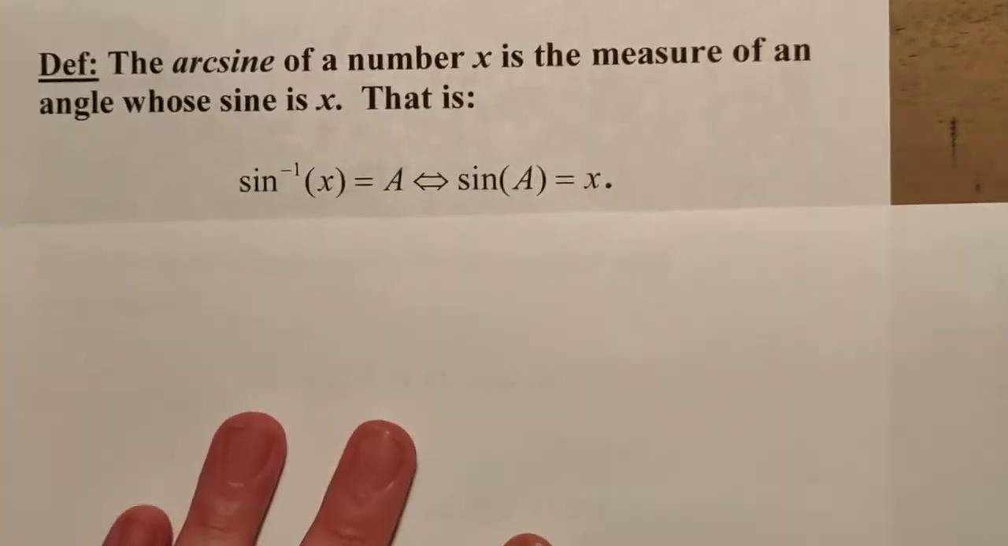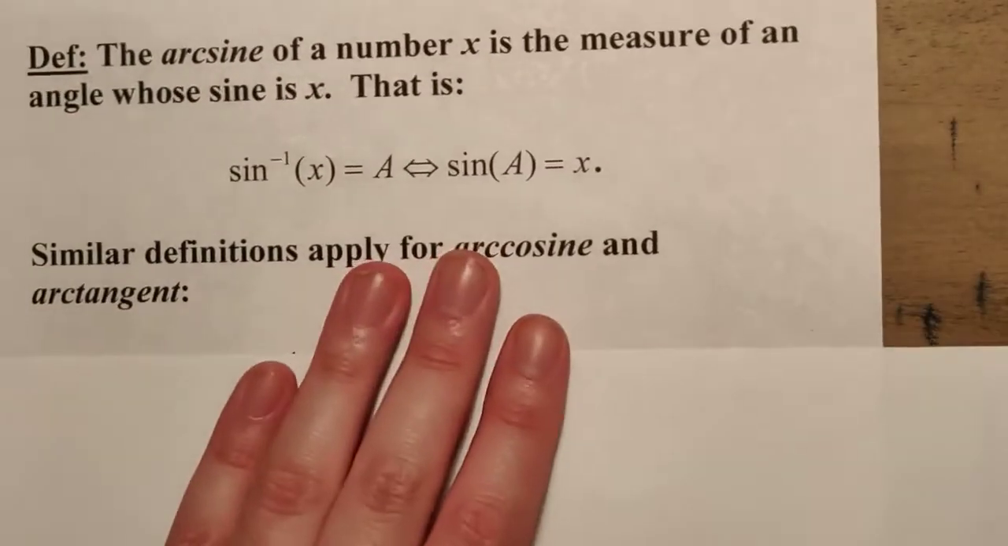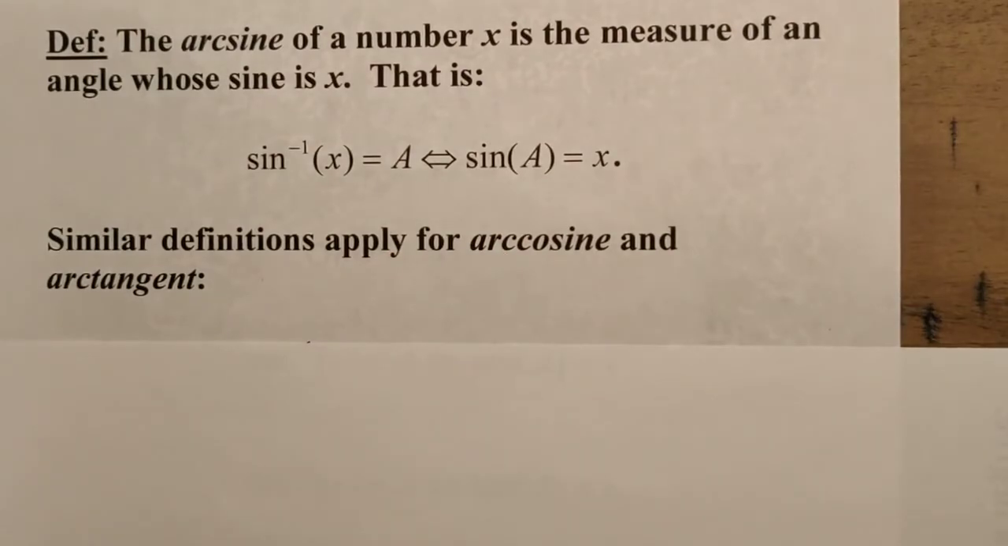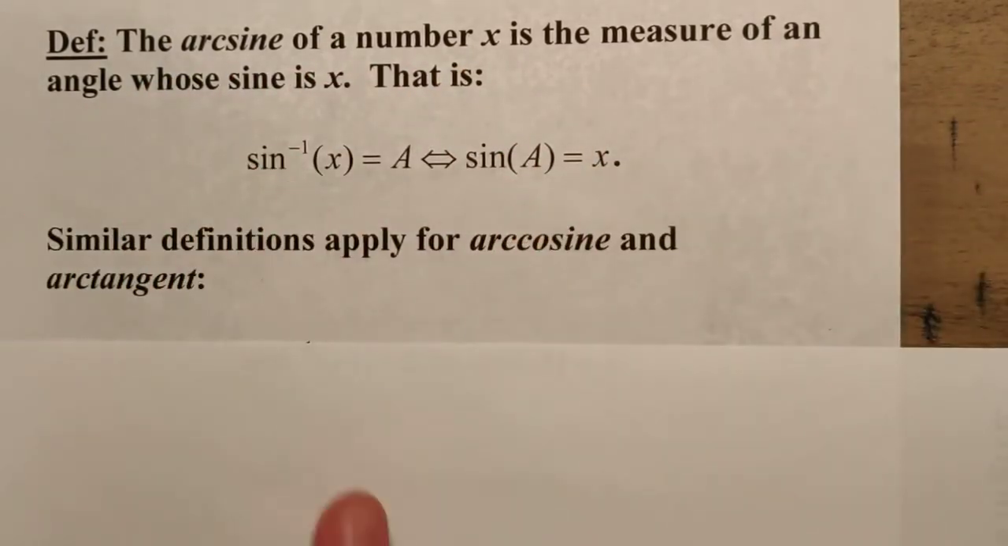In this case, I define arc sine, but similar definitions will apply for cosine and tangent. So each of the trigonometric ratios has a dual, one that undoes it. It's the arc function. We call it the arc function here. So the arc sine of a number x is the measure of an angle whose sine is x.